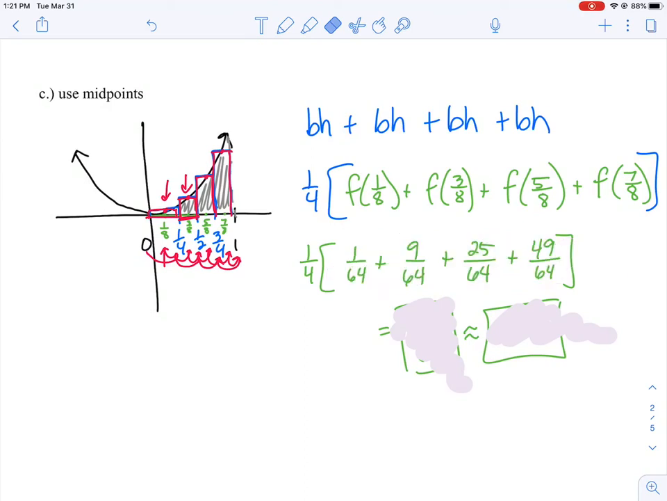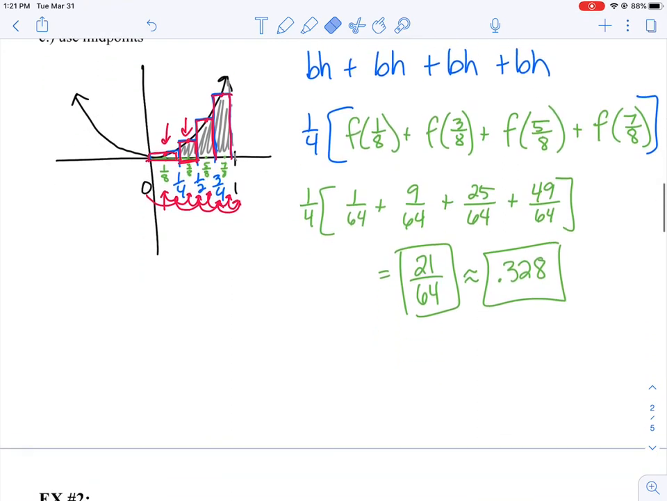I can then plug those numbers into my function of x squared. I get these values, add them all together, and get an approximate area of 0.328. It's still not exact, but it's better than an overestimate or an underestimate, a left endpoint or a right endpoint.